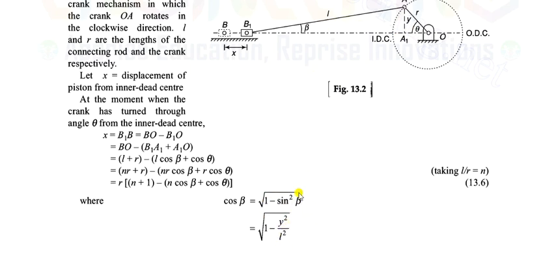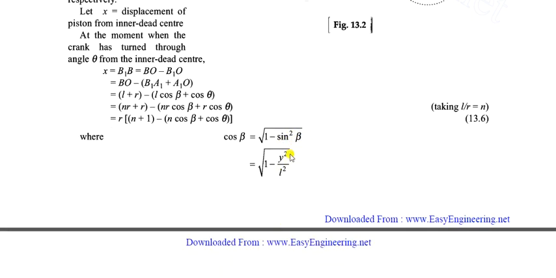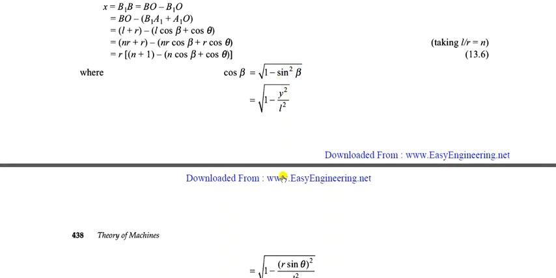Here he has not written all these relations. So before you start, you can write all these relations: what is cos theta and sin theta in this triangle, in terms of cos beta or sin beta, in terms of Y, R and L. So sin beta is Y by L, so sin square beta is Y square by L square.